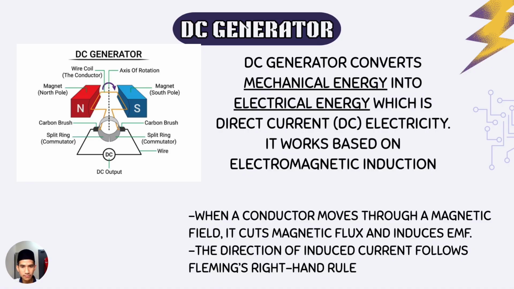So in simple terms, when mechanical motion is applied to the generator, it produces electrical energy in the form of DC. A DC generator can be found in a battery charging system. So basically, both machines involve energy conversion, but they work in opposite directions.